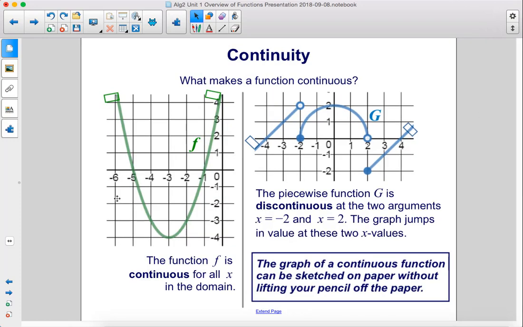What makes a function continuous? The function f is continuous for all x in the domain. The piecewise function g is discontinuous at the two arguments x equals -2 and x equals 2. The graph jumps in value at these two x values. The graph of a continuous function can be sketched on paper without lifting your pencil off the paper.